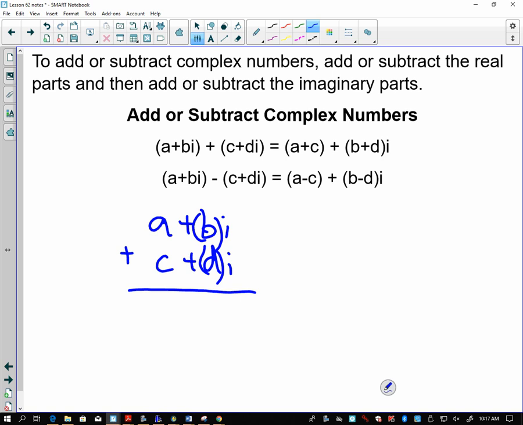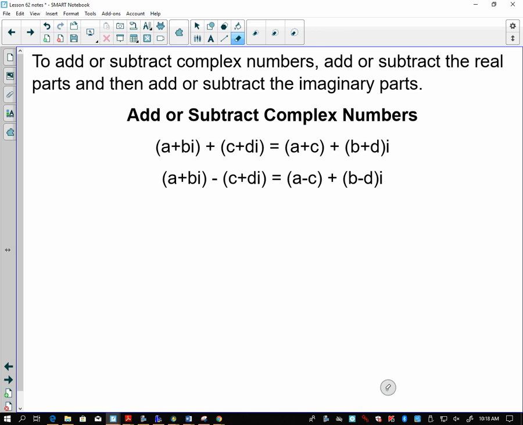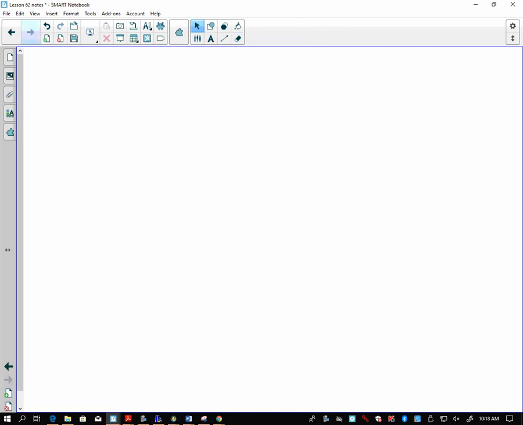Or you could do the same thing with subtraction. Okay, it's going to be a minus c, b minus d. Okay, does that make sense? I think it makes a little bit more sense to see it vertically drawn up. Okay. But we can add and subtract complex numbers.